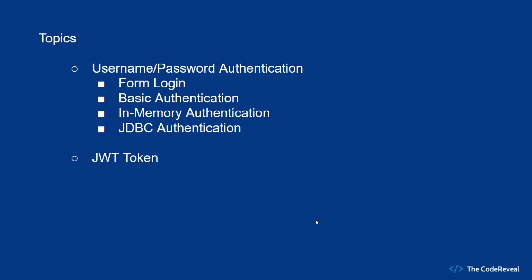The topics that we are going to discuss in this video are: first, we will start with username and password authentication. In that, we will discuss form login, basic authentication, in-memory authentication, and then we'll come to JDBC. Also, we will discuss JWT token authentication. At the end of the course, we will create a React application and integrate it with Spring Boot, and we'll create authentication with a JWT token and pass it to other APIs. So let's start with this course.